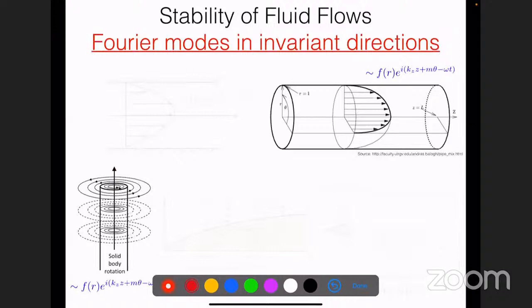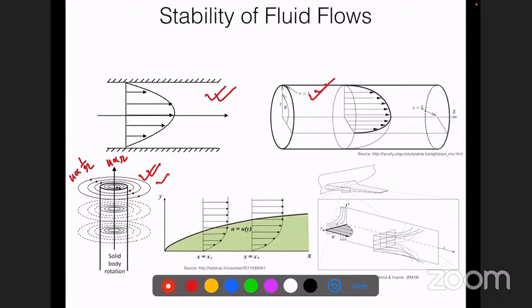Inversely with the position. So you don't need to take this for a vortex. You can have a more general velocity profile, but I'm just giving you an example. And this would be a toy model for a vortex.